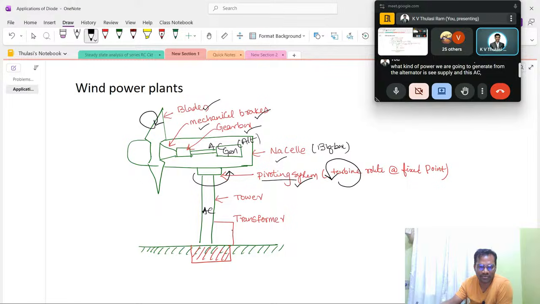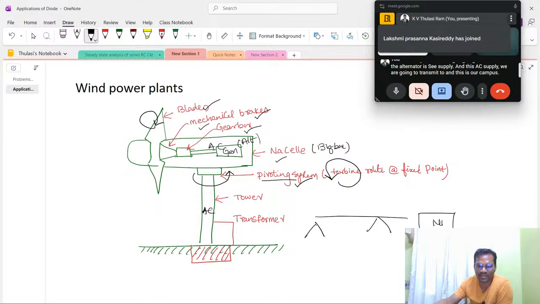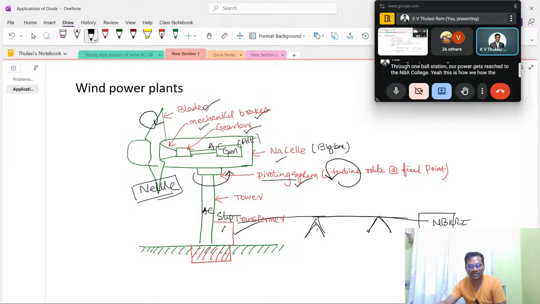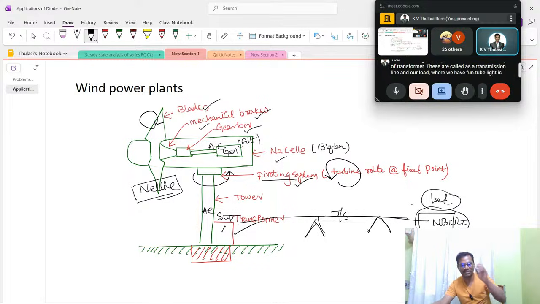And this AC supply we are going to transmit. So this is our campus, NBKR IST, and this power we are generating at Nellore. At the Nellore station we have the wind plant, and the AC power is stepped up using a step up transformer, and we send the power through the transmission line through Manubolu station. Our power gets reached to NBKR college. This is how we have the step up transformer. These are called transmission lines, and our load, where we have fans and tube lights, is NBKR college. Okay, so this is how we have the generation of wind power.